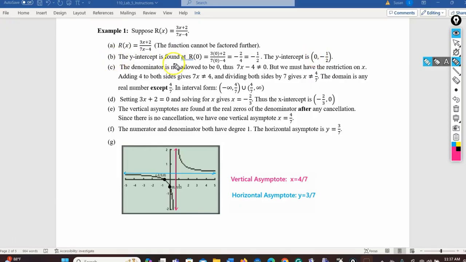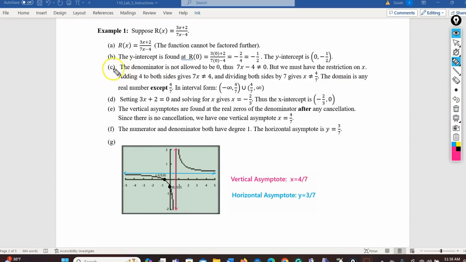Now, what is the y-intercept? Well, like we said up before, the y-intercept is found by evaluating your function at 0. And so if I evaluate the function at 0, everywhere there's an x, I replace it with 0 in parentheses. And I'm going to be left with the number 2 over negative 4, which will be negative 2/4, which simplifies to negative 1/2. So we have a y-intercept, and its point has coordinate 0, negative 1/2.